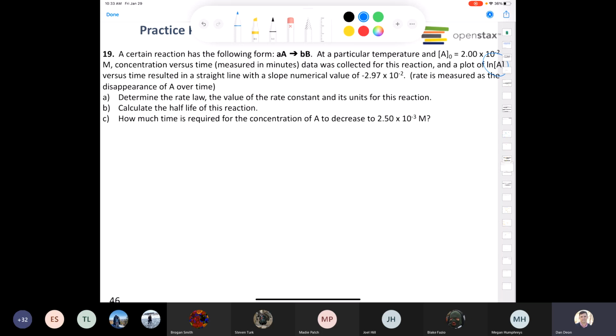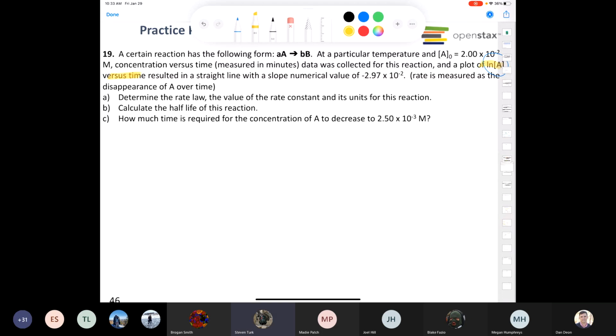Well, if I get a linear slope when I plot the ln of A versus time, could anybody tell me what the reaction order would be? And it's not a trick. Sorry, I couldn't hear it. It's the ln. Sorry?